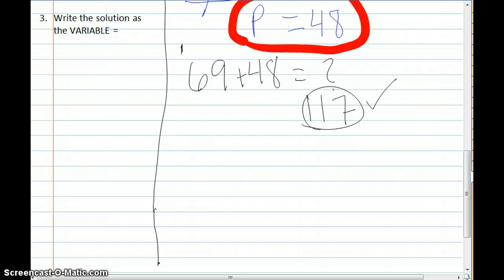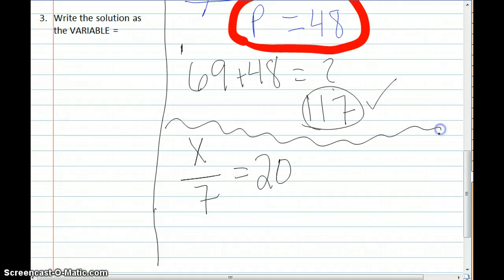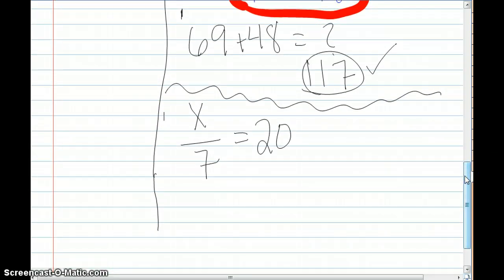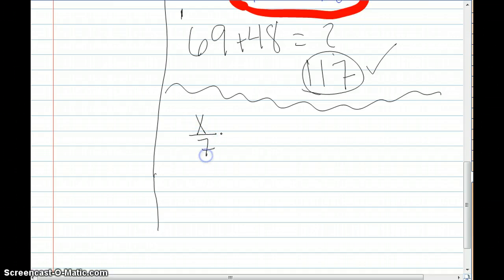A division problem. Let's look at this. How about x over 7 equals 20? Now remember, this is not a fraction. Do not get scared. No need to worry. No fretting allowed. This is not a fraction. Remember, that line stands for division. If it's a division in the problem, the opposite is multiplication.